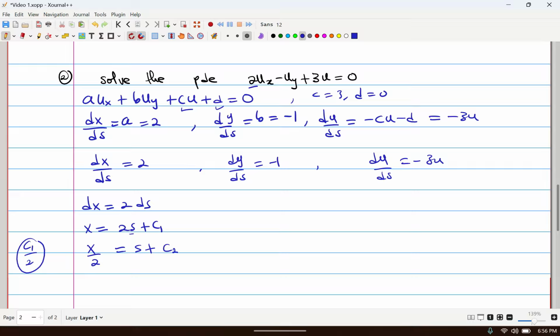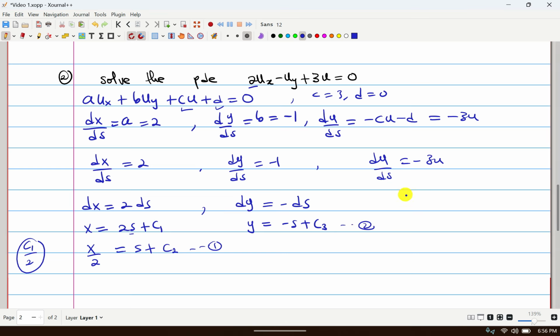Now we go to the other side and solve for y and then the main function u. So when you do this, dy is equal to negative ds, and then when you solve, you get y is equal to negative s plus c3, right? So you have y like that. Let me call this equation 1, let me call that equation 2.